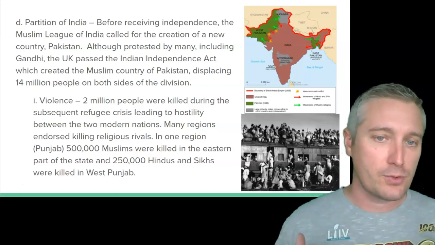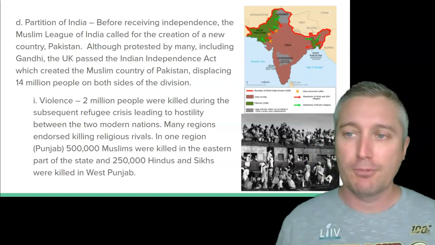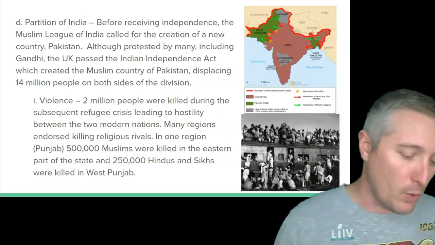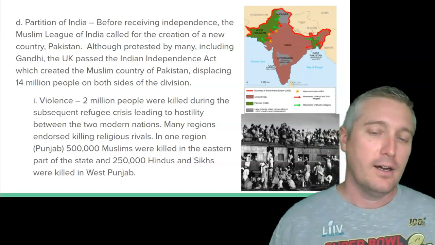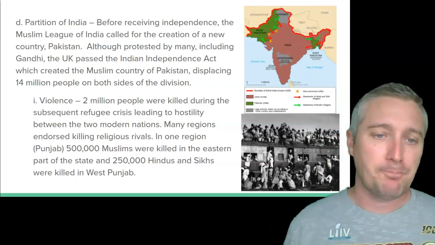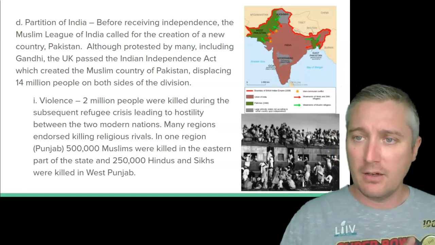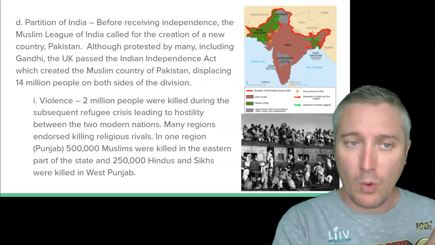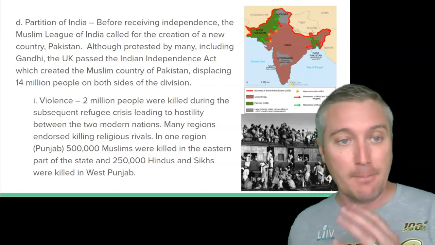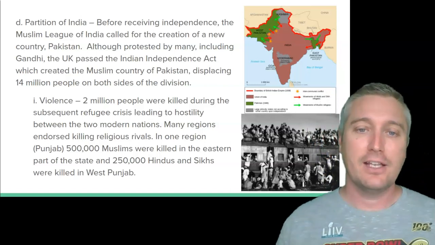Although this was protested by a lot of people, ultimately the UK helped draw up lines of where this new country of Pakistan would be, originally West Pakistan and East Pakistan. They eventually just called it Pakistan and Bangladesh in the east. But the problem this created was that there were a lot of Hindus living in what was about to become Pakistan who wanted out, but you also had a lot of Muslims in India that wanted to be in Pakistan. So you had this massive movement of people at the exact same time.